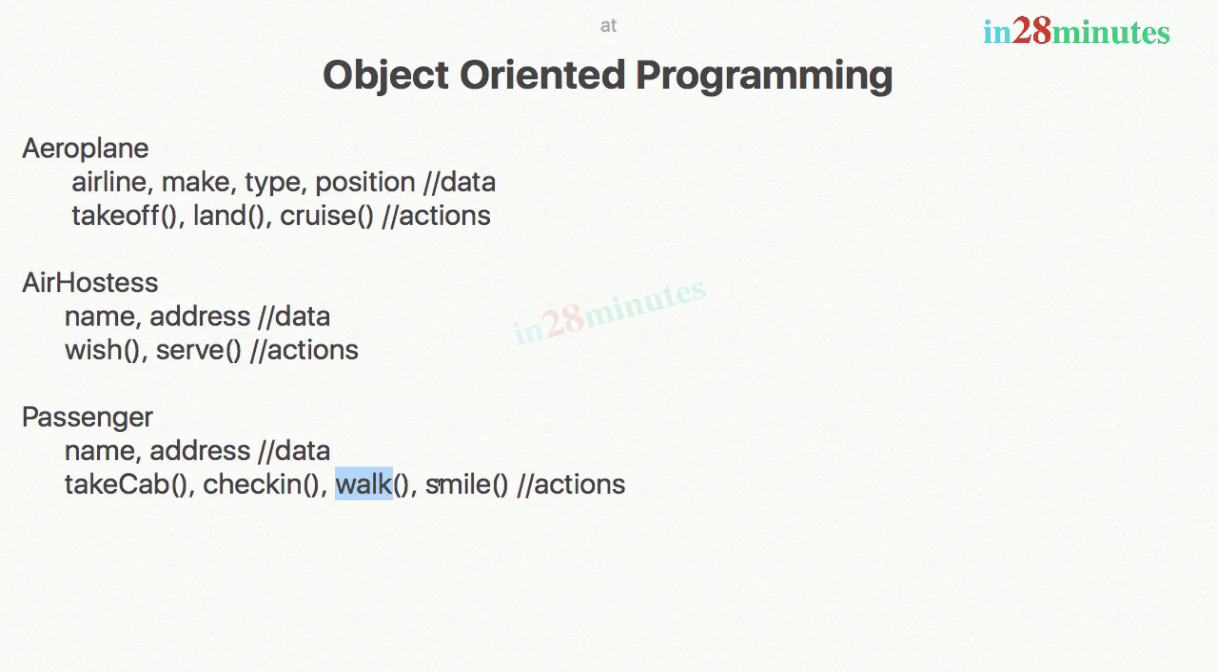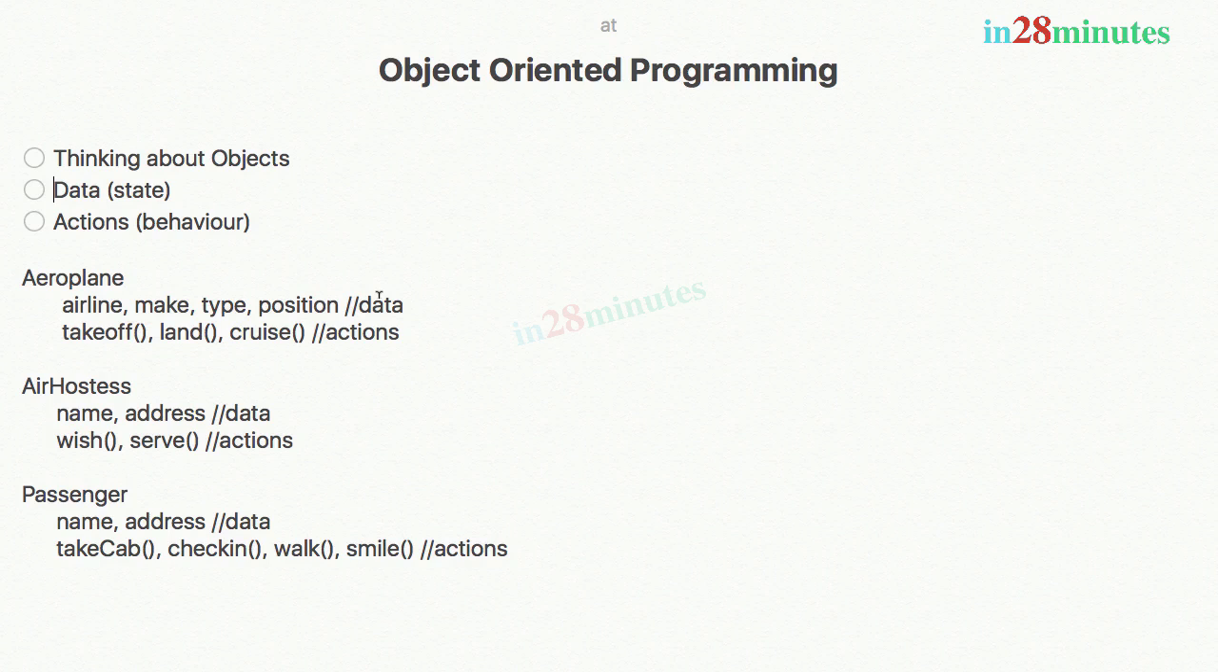So when we are thinking object-oriented programming, we are thinking about what are the objects, what is the data they might contain, and what are the actions that can be performed on them. The data that an object might contain is also called state of the object. The state of an object can change over a period of time.